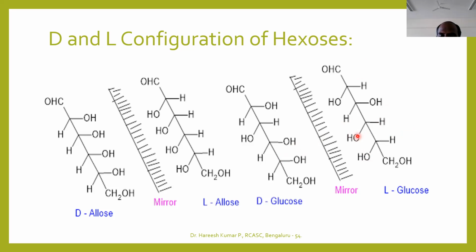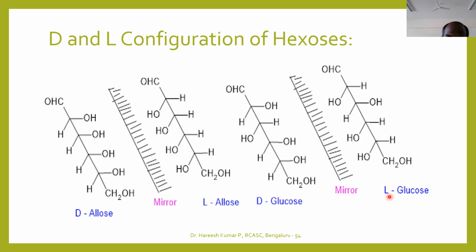So these two are the mirror images, and here you are assigning a D configuration because the hydroxy group is on the right hand side. If the hydroxy group, more particularly on the bottom chiral carbon, is on the right hand side, then it is called D. Similarly, here also you can observe that this is the bottom chiral carbon atom and the hydroxy group is on the left hand side. That is the reason it's called L. So this is how you can assign D and L to glucose and galactose.